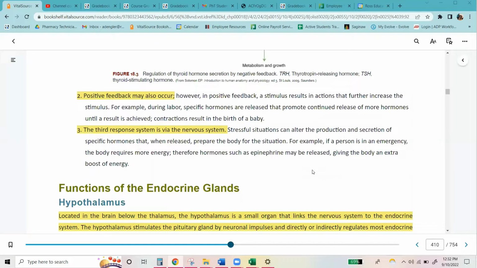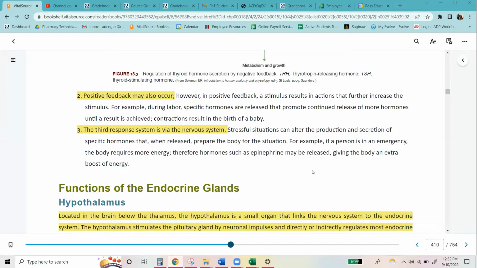Two, positive feedback may also occur. However, in positive feedback, a stimulus results in actions that further increase the stimulus. For example, during labor, specific hormones are released that promote continued release of more hormones until a result is achieved. Contractions result in the birth of a baby.